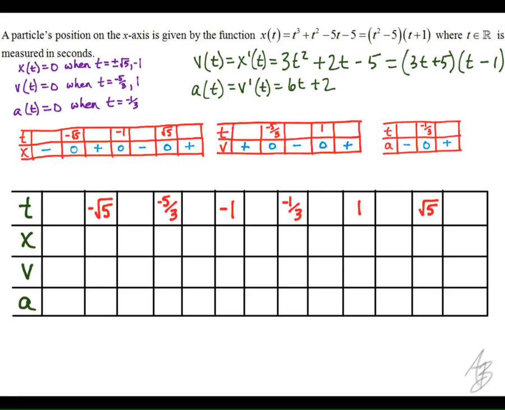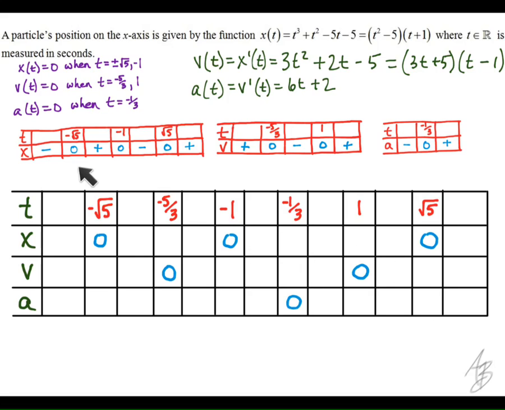So looking at our charts here, I see that the position is equal to 0 at negative square root of 5, negative 1, and the square root of 5. So I'm going to put zeros in my chart for position at those places. And I also note that the velocity function is equal to 0 at negative 5/3 and 1. So I will put zeros in the chart in those positions. And finally, the acceleration is equal to 0 at negative 1/3 here.